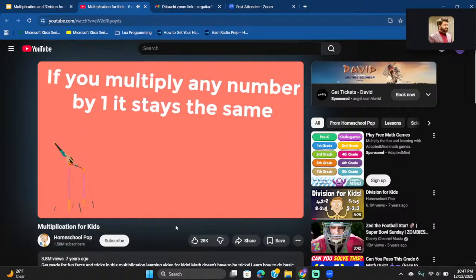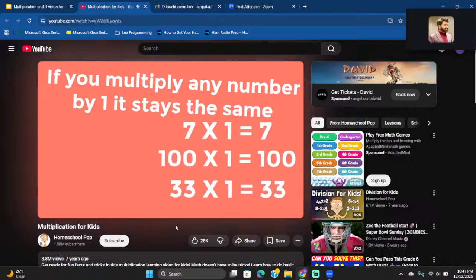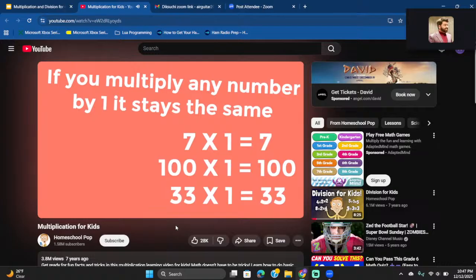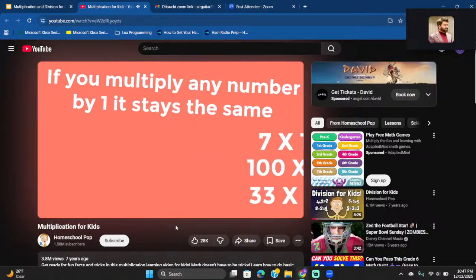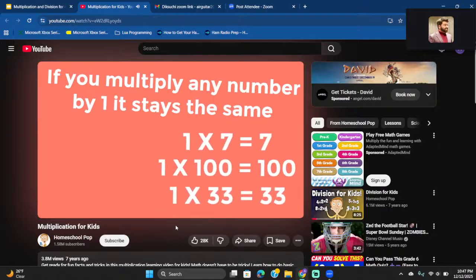If you multiply any number by 1, it stays the same. Look at these. 7 times 1 equals 7. 100 times 1 equals 100. 33 times 1 equals 33. If you flip them, the answer stays the same. 1 times 7 equals 7. 1 times 100 equals 100. 1 times 33 equals 33.